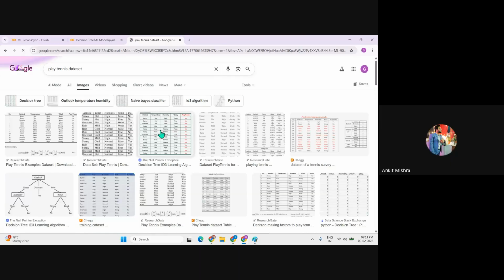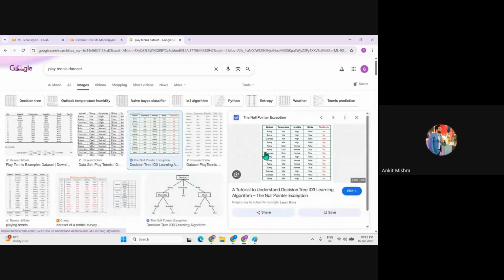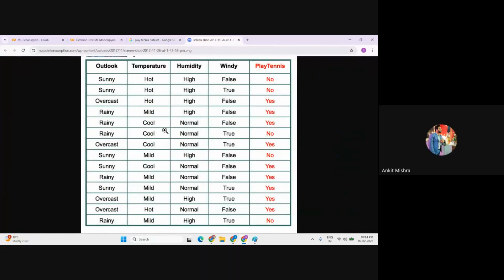Inside this play tennis dataset, first understand the problem, right? Then we will probably understand how to create the decision node. In this dataset, we have four attributes. If I am referring to attributes, attributes generally refer to features. Now we are getting four features.